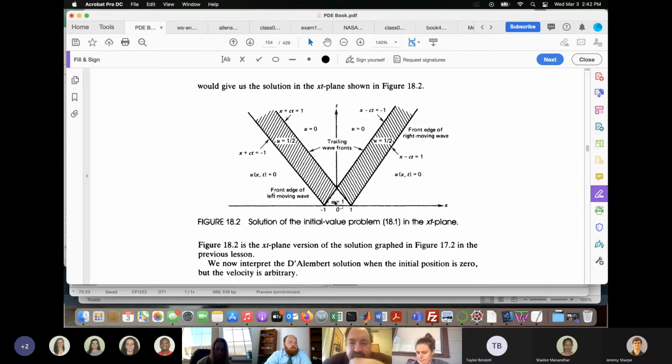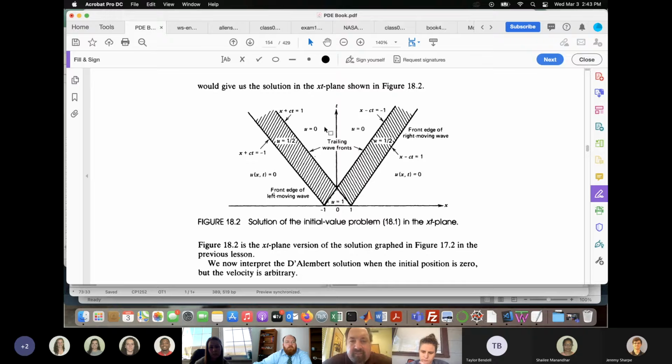In this triangle down here is where you get contributions from both the left and right traveling waves. So those contributions are added. So the 1/2 from here and the 1/2 from here add together to give you 1. Anywhere else, so out here, in between here, out here, you get 0.